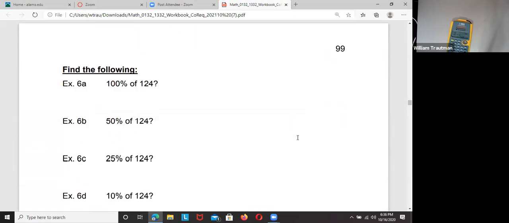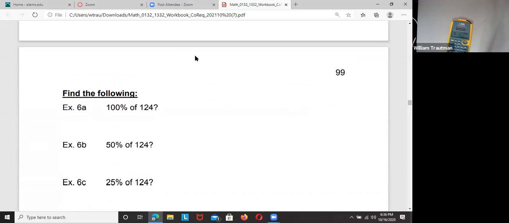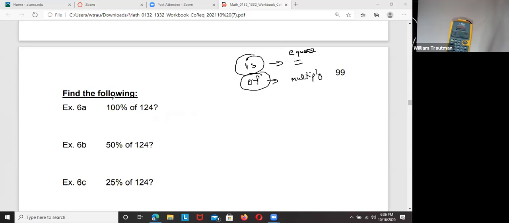Let's go down here. Okay, so there's a couple of things we need to know in this. The word is in math means equal sign. The word of in math often means multiply. So is means equals, of means multiply. 100% of 124. 100% means all of something. All of 124 is 124.